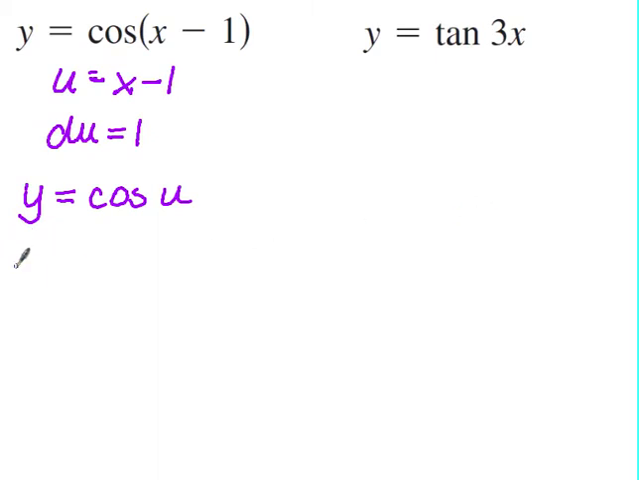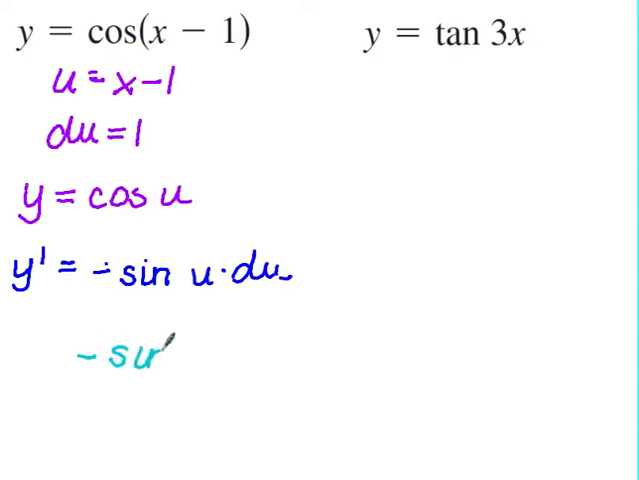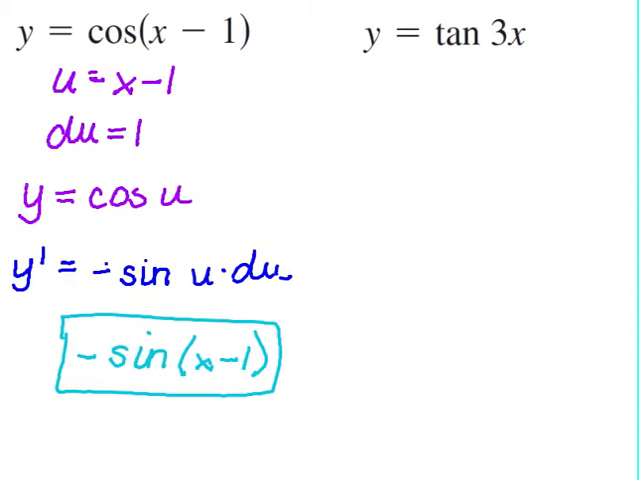What's the derivative of cosine? So I end up having negative sine u times du. So what is my final answer? Negative sine of parentheses, x minus 1. Yes, I boxed it.